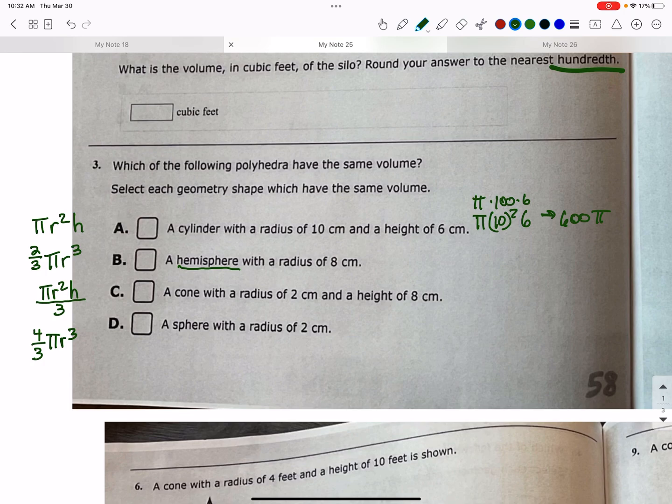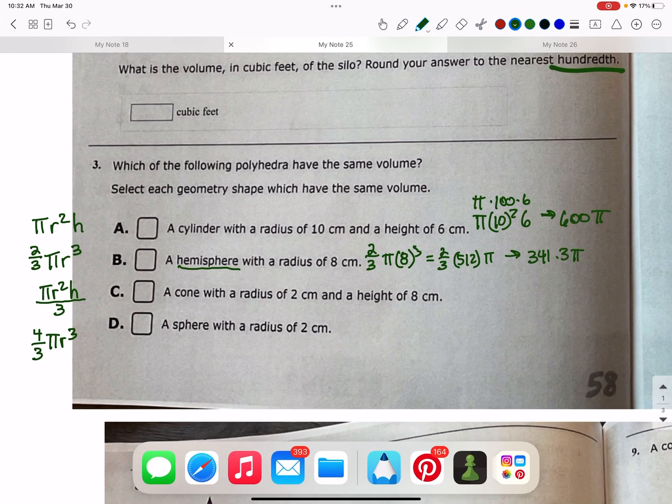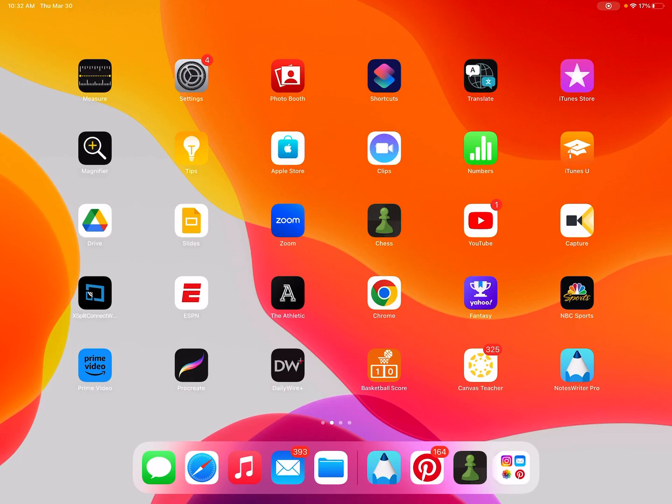Okay, hemisphere, 2/3 times pi times the radius, which is 8, to the 3rd power. 8 times 8 times 8 is 512. So we have 2/3 times 512 times pi. So I'm just going to do this on my calculator. 2 divided by 3 equals, there's my 2/3, times 512 equals 341.3 pi. I'm going to get this calculator up really quick so you guys can see what I'm doing.